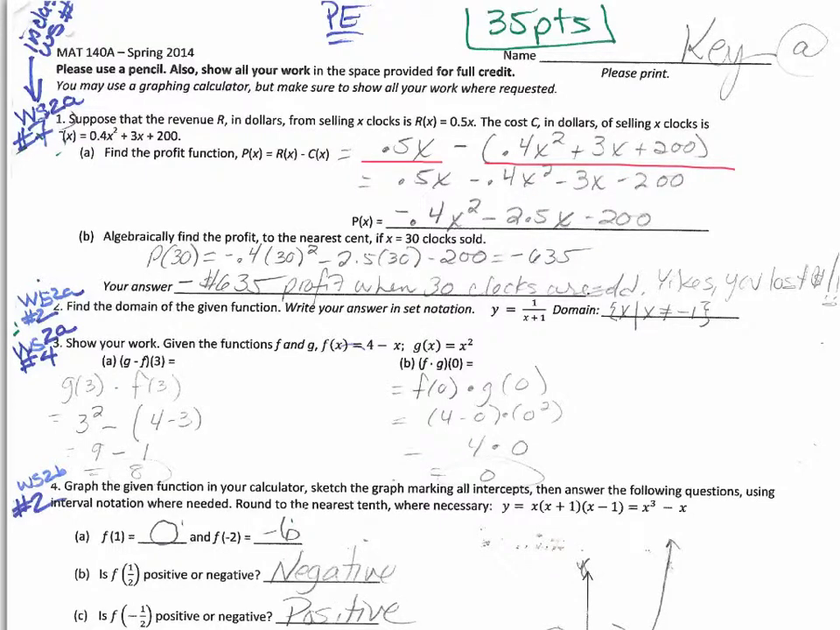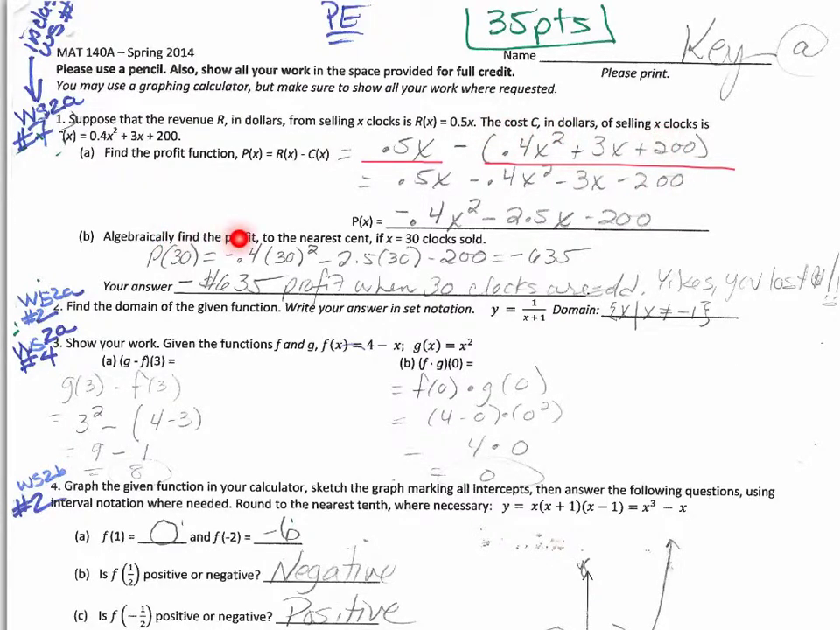The biggest issue that students had was not distributing this negative sign across. So you get negative 0.4x squared, negative 3x, and negative 200. This is part of that polynomial reminder we did in class the other week. You've got to distribute that negative sign across.